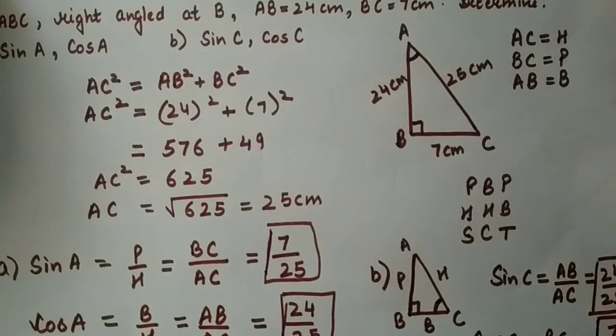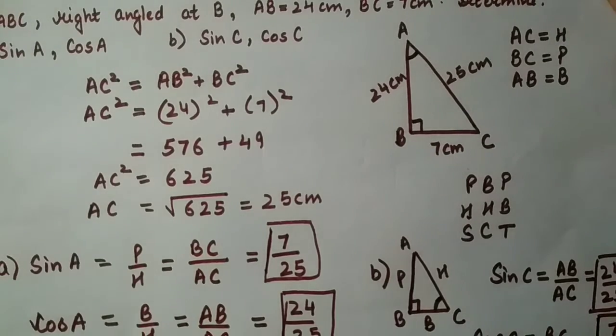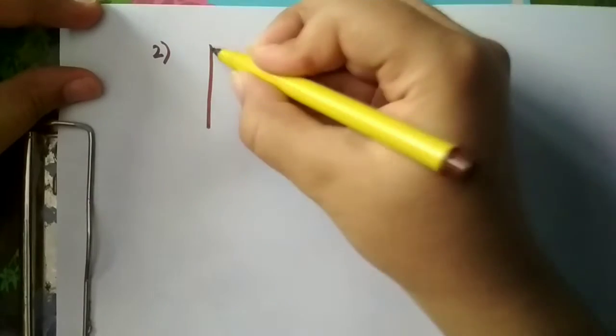So this was the answer of the first question. Now let's see the next one. In the next question, a triangle is given.